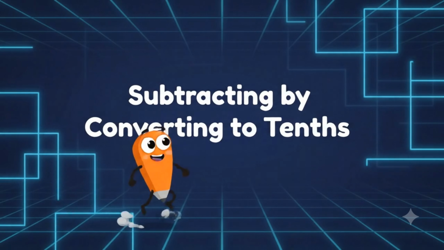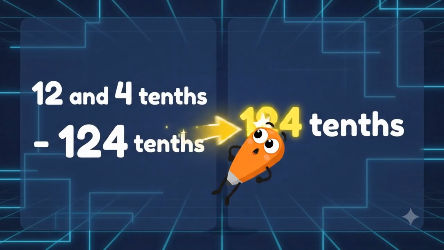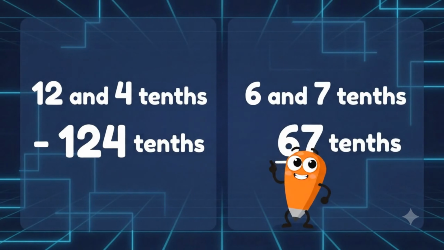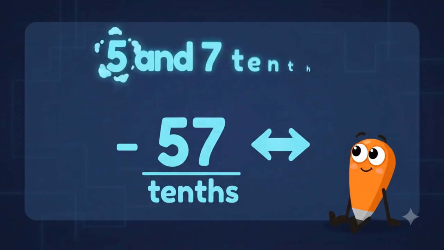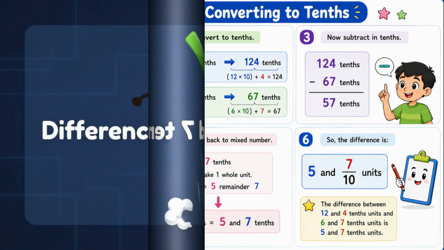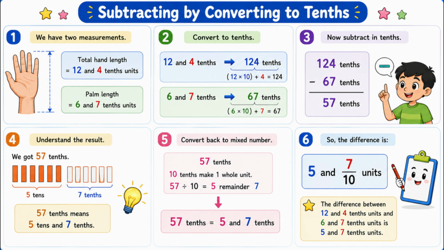Subtract by converting everything to tenths. 12 and 4/10 is 124/10. 6 and 7/10 is 67/10. The difference is 5.